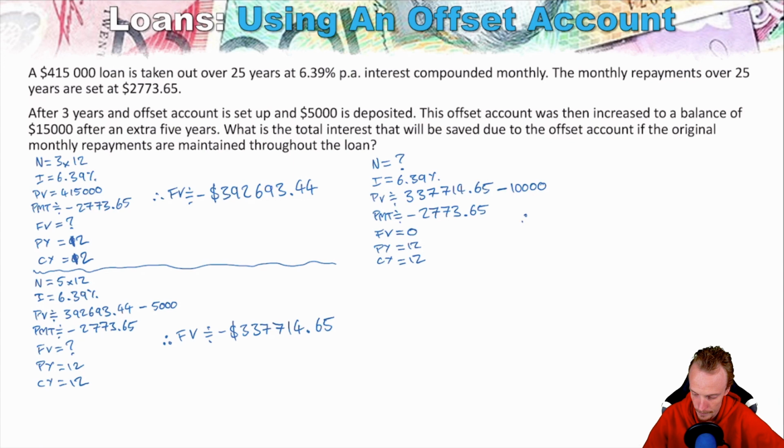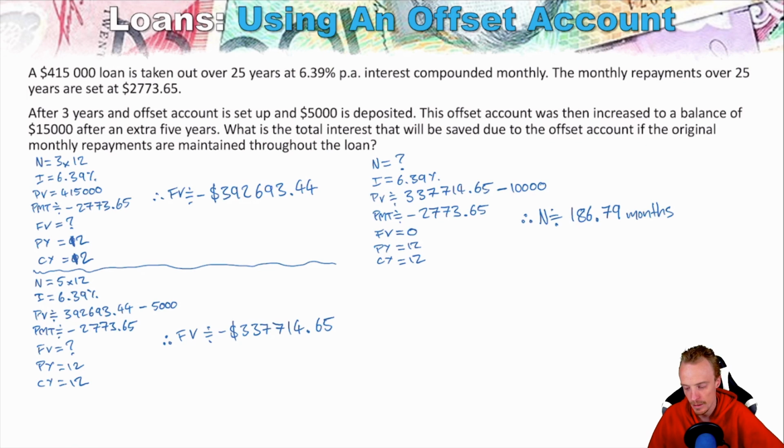So the N is now approximately 186.79, because the PY is in months, so this is in months. Remember that that's from that point in time. It's an extra 186.79 months until we fully repay the remainder of the loan.